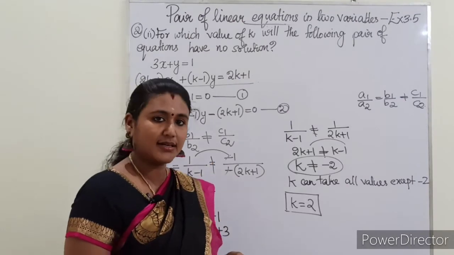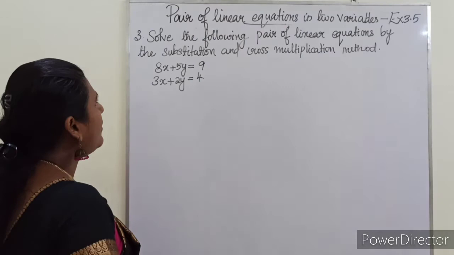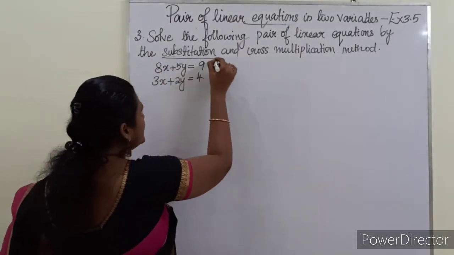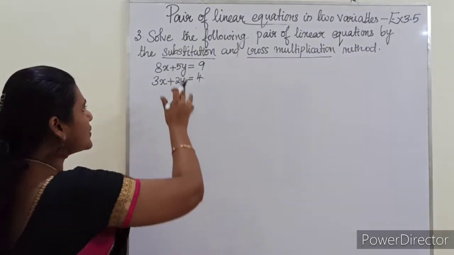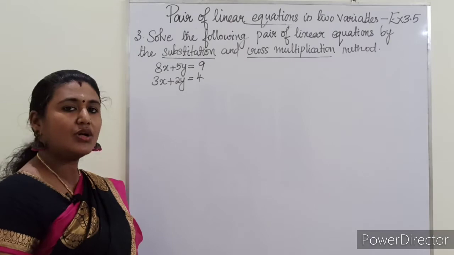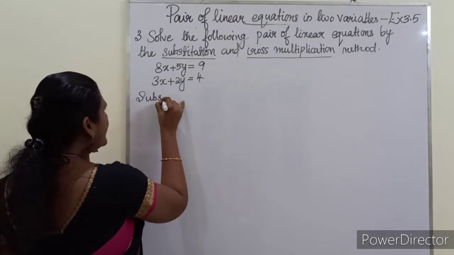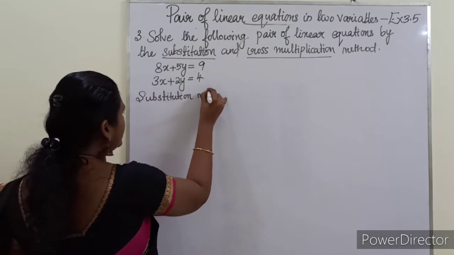Now we will see the third question. Question number 3. Solve the following pair of linear equations by substitution and cross multiplication method. So here you have to solve the given pair using both the substitution method and cross multiplication method. So first we will see the substitution method.